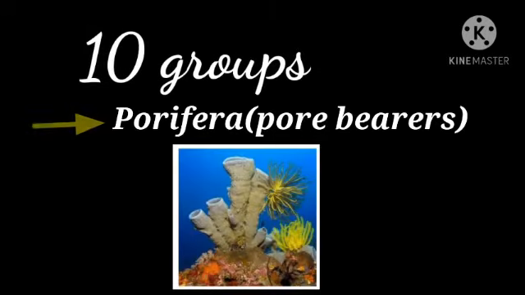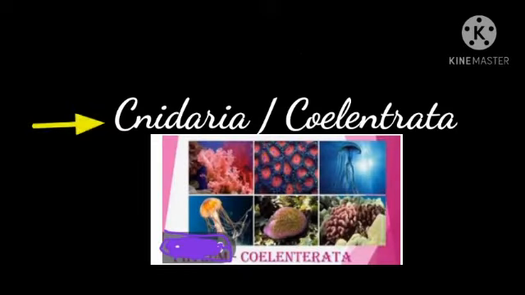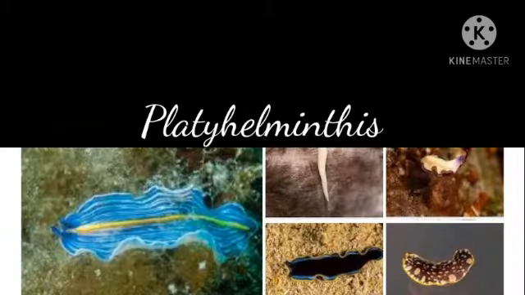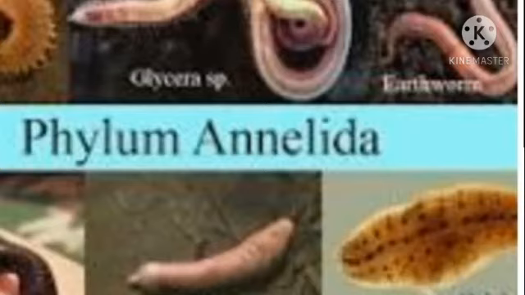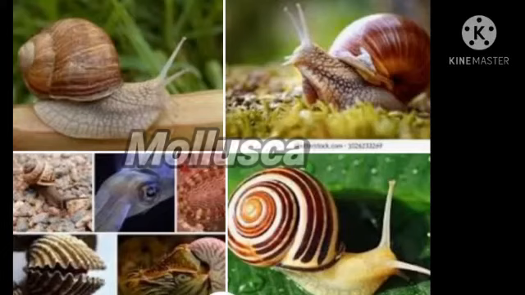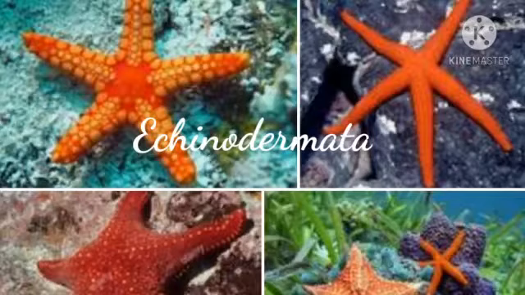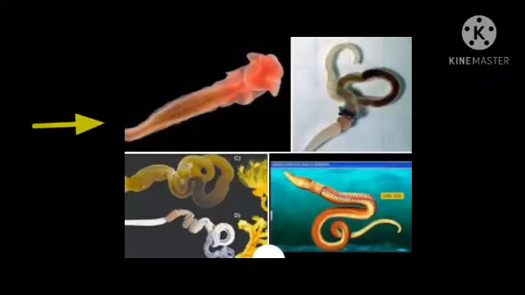Porifera means pore bearers. Cnidaria or Coelenterata having a central vascular cavity. Platyhelminthes, flatworms. Nematoda, roundworms. Annelida, worms with annular rings. Arthropoda, joint-legged animals. Mollusca, soft-bodied animals. Echinodermata, spiny skin animals. Protochordates and Chordates.